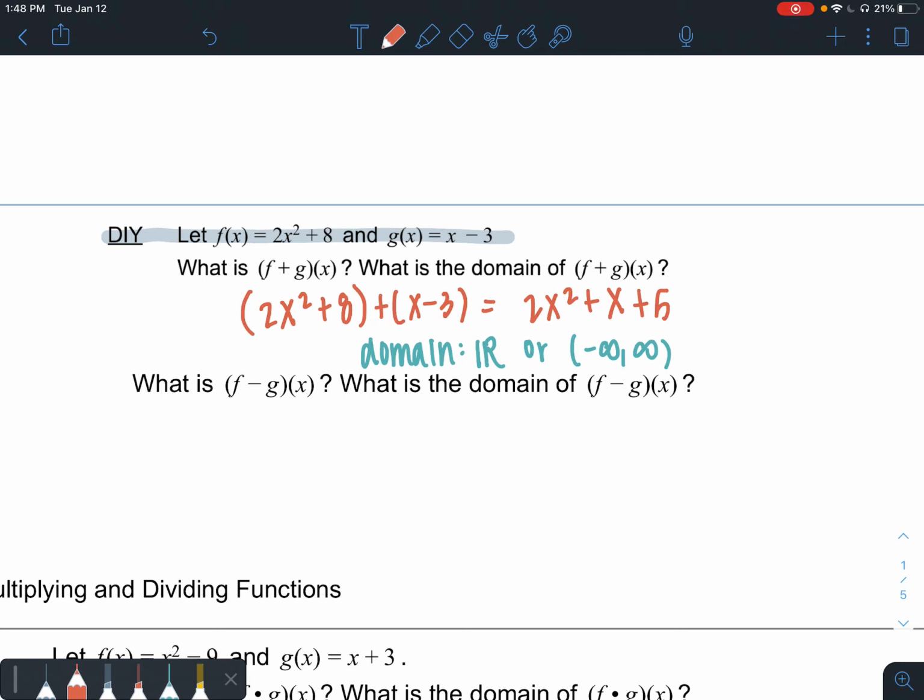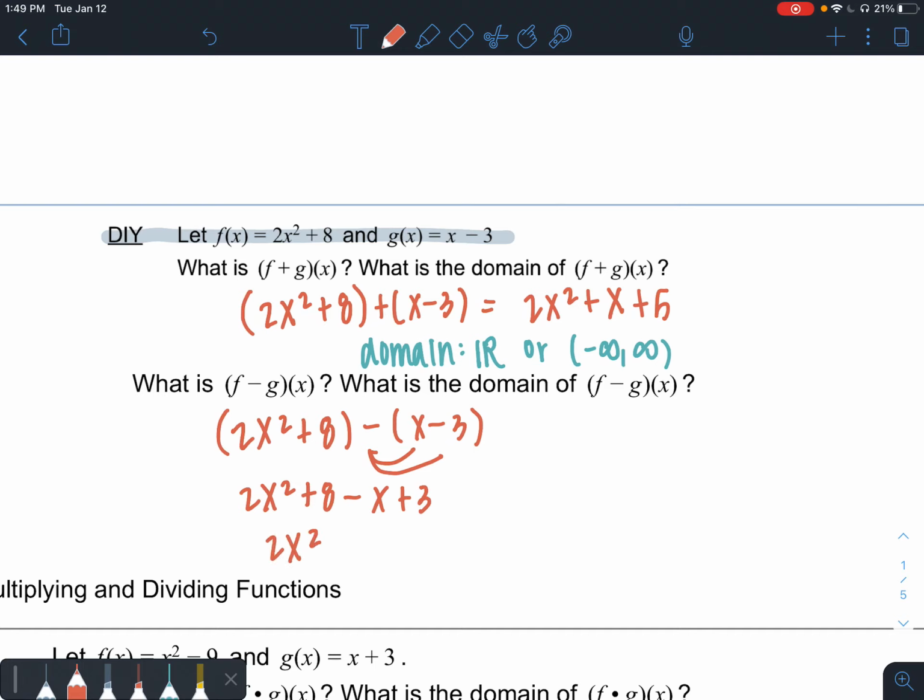f minus g of x, or f of x minus g of x, we have 2x squared plus 8 minus x minus 3. Distribute that negative through, and we get 2x squared plus 8 minus x plus 3, which is then 2x squared minus x plus 11. Again, the domain, we have no fractions or roots, so it's going to be negative infinity to infinity.